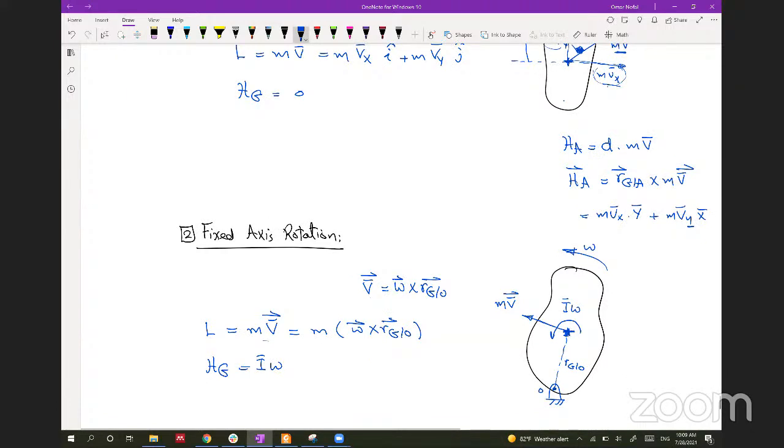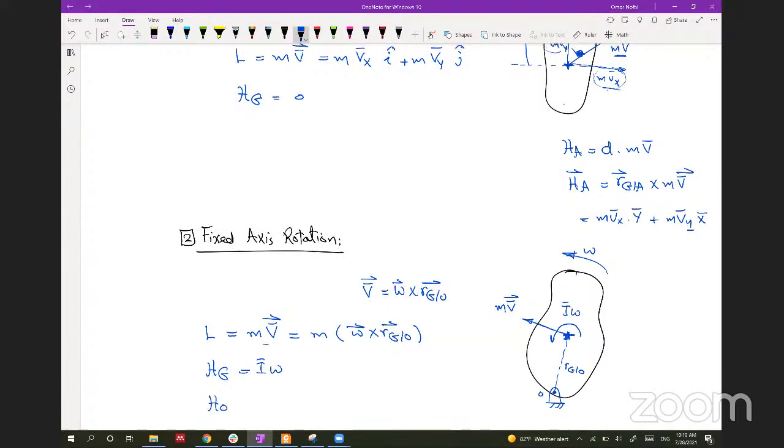But if you want to get H at O, like if you want the angular momentum about O rather than the CG, it will be I bar omega plus the moment of the linear momentum. So it will be r_G/O crossed by this, or you analyze this into components, one in the x direction and one in the y direction, and get the components of r, one in x and one in y, and get the moment. And actually that is what the cross product is doing.